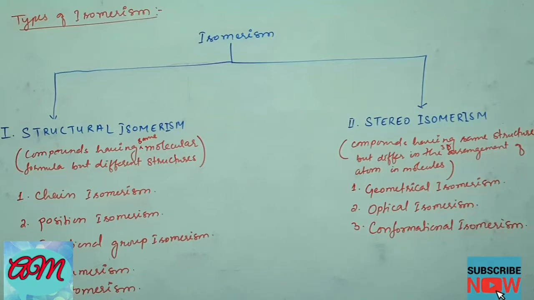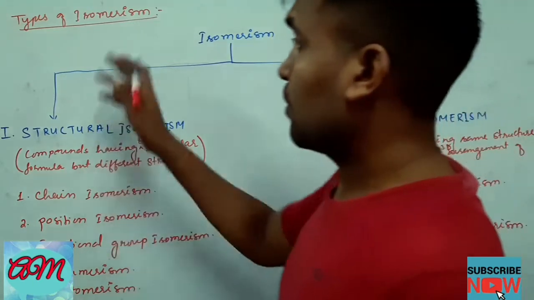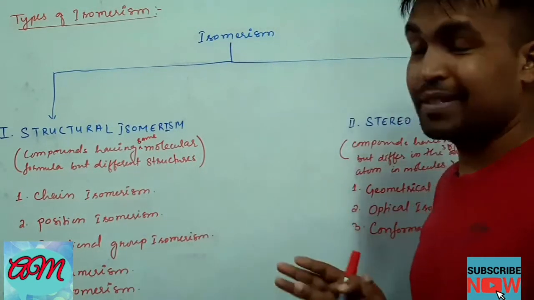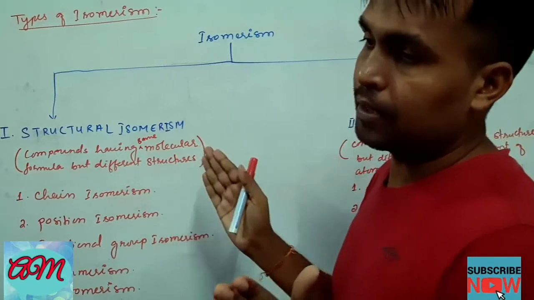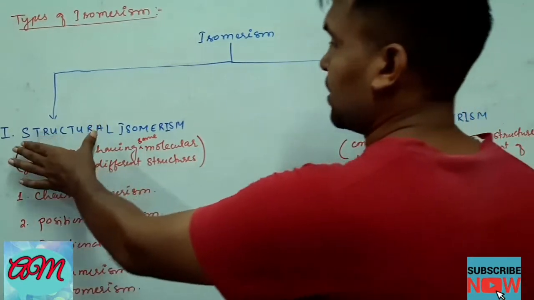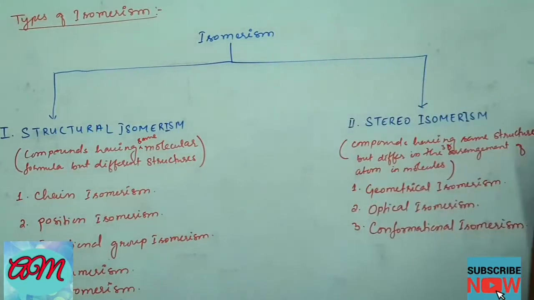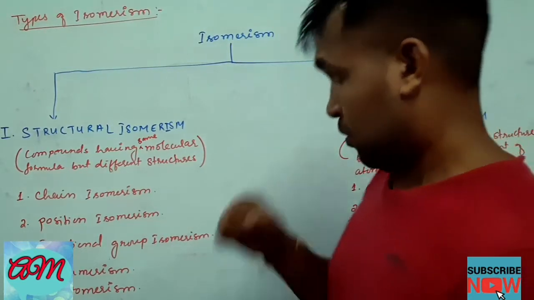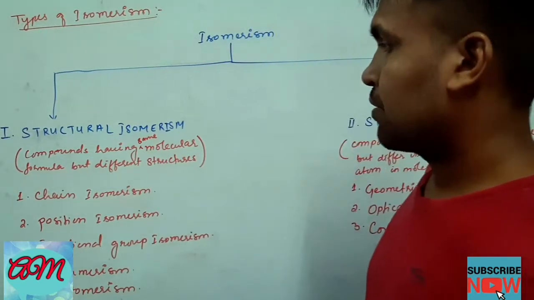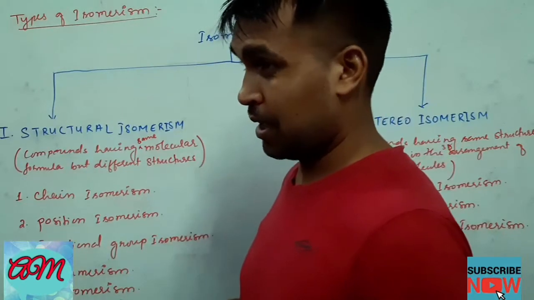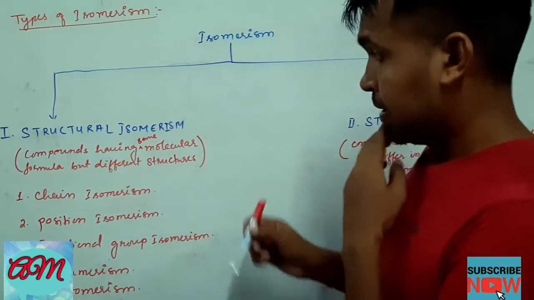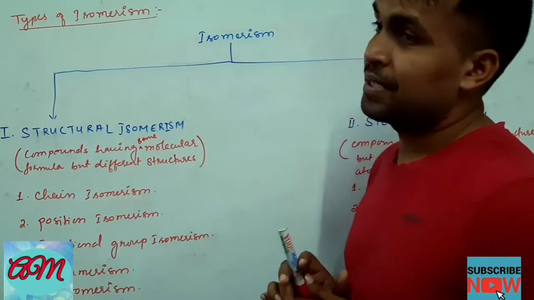Now we are going to discuss the types of isomerism. Isomerism is mainly divided into two types. The first type is structural isomerism, and the second type is stereoisomerism. So what is structural isomerism? Structural isomers are those compounds which have the same molecular formula but different structures.